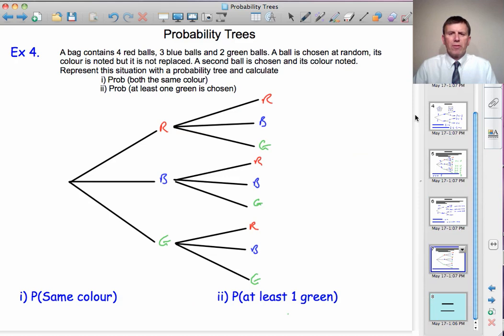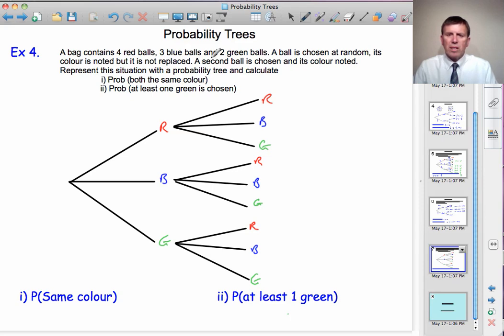And now for example 4, our final example. In this example, we're going to look at something called conditional probability, where events are not independent, where one event affects another. It's based on the same problem as example 2. We've got a bag with 4 red balls, 3 blue balls and 2 green balls. We're going to choose a ball at random and note its colour, but this time we're not going to replace it in the bag. We're going to put it to one side.